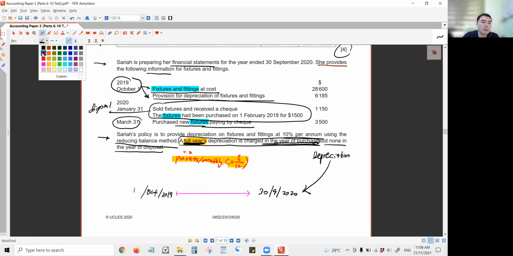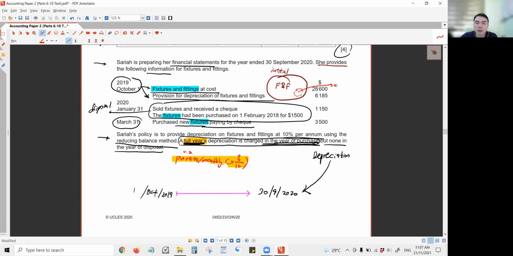Let me draw something here. Initially you have a lot of fixtures and fittings, and then on a certain day, you sold off maybe a part. And we still own the rest, right? The remaining fixtures and fittings, you still have them, so we must calculate depreciation. The one that you newly bought, you must also calculate depreciation.